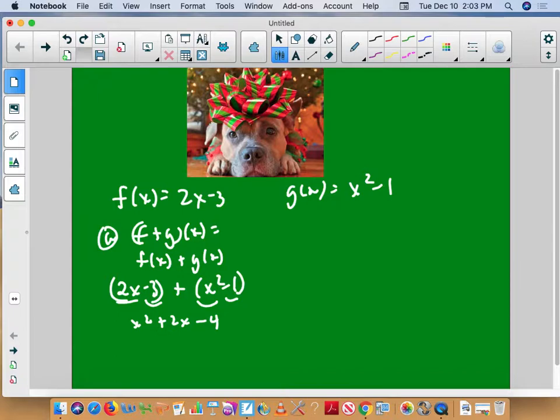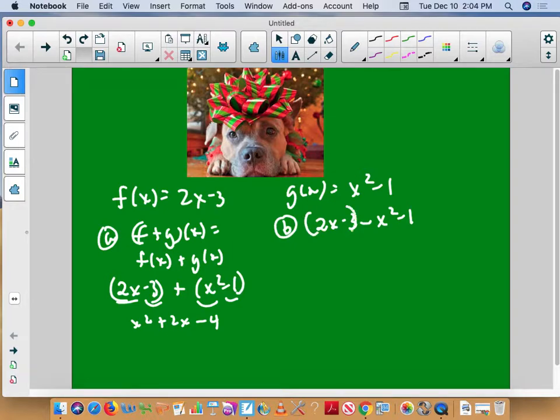All right, B is very dangerous. If you set it up like this, 2x minus 3 minus x squared minus 1, you will miss it. Because if you write it like this, you're just subtracting the x squared. This won't make you also subtract the 1. So that's why I think it's important to just put them in parentheses.